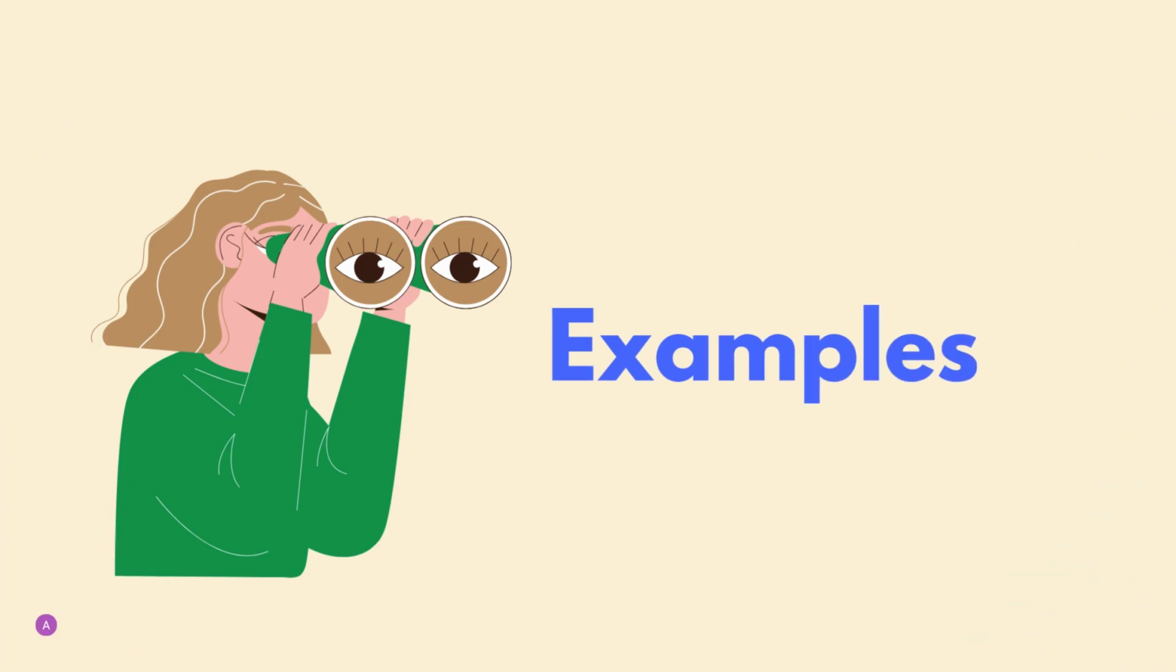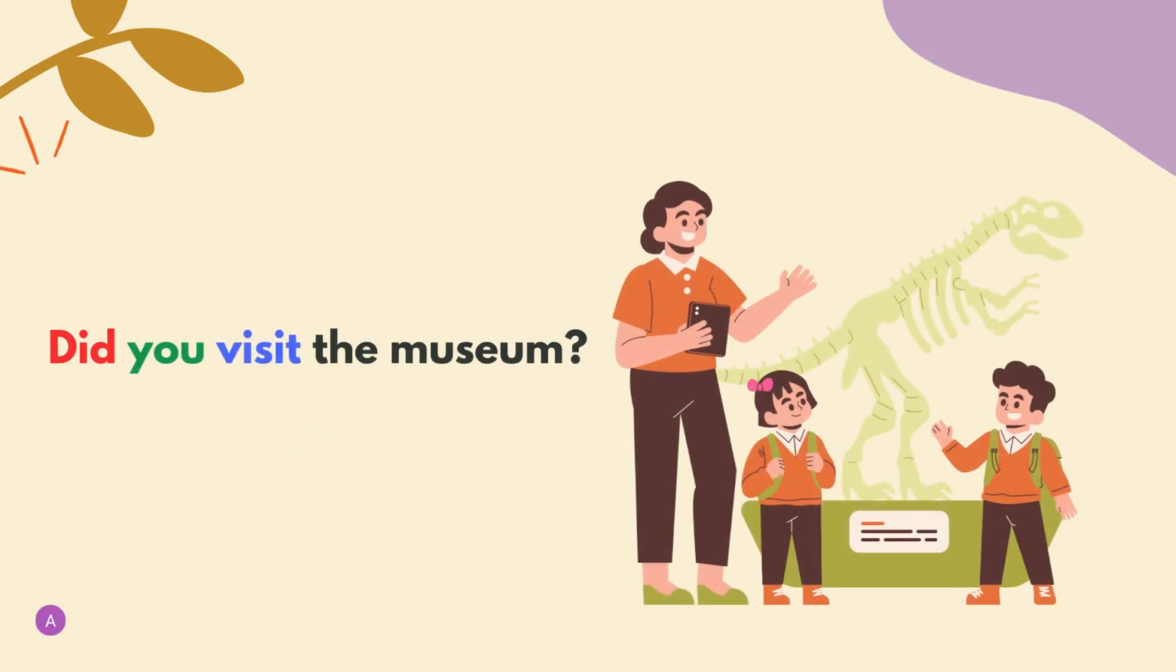Now let's see some examples. Our first example is: did you visit the museum? Here, did is our auxiliary, you is the subject, and visit is the base form of the verb. And also, the museum is the complement.